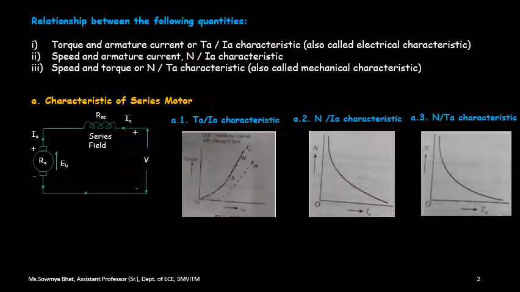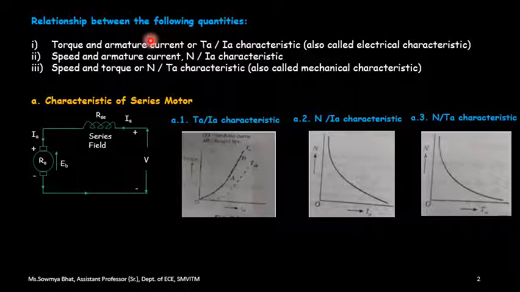Hello everyone. In this presentation, I will be discussing the concept of DC motor characteristics. We have already seen in the previous presentation how to derive an expression for torque in terms of two distinct types. One is called the armature torque, another one is called the shaft torque, TSH. Armature torque is represented as TA.